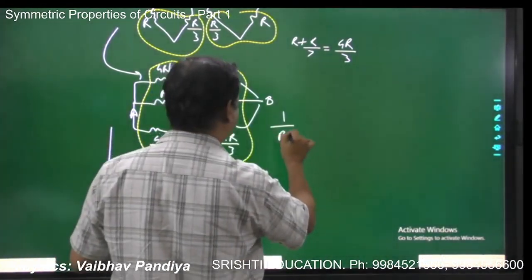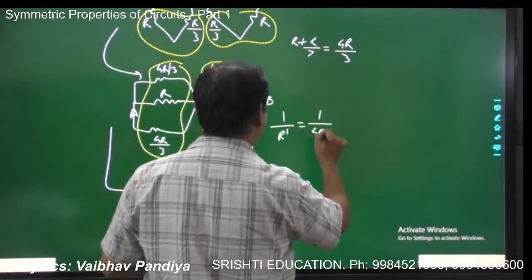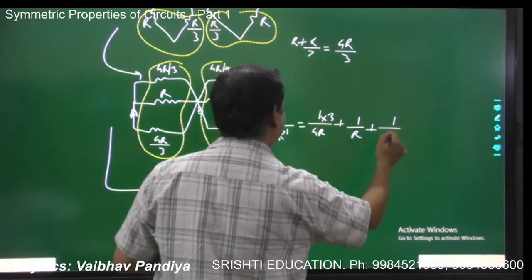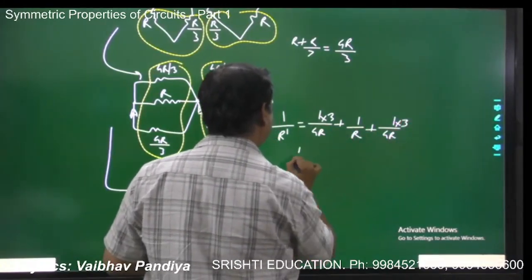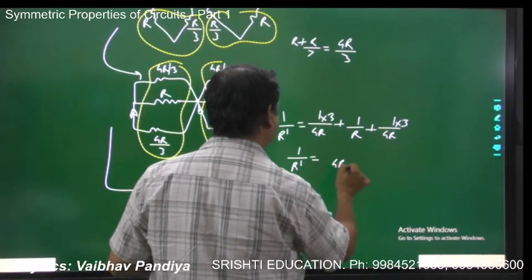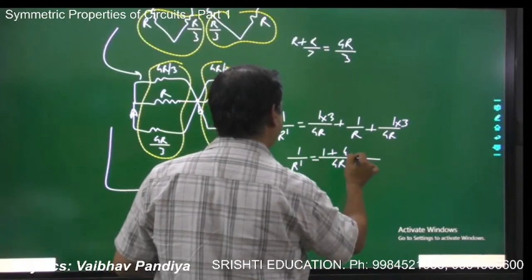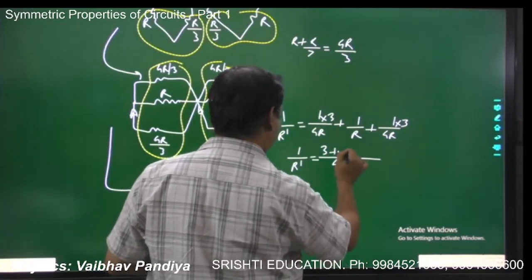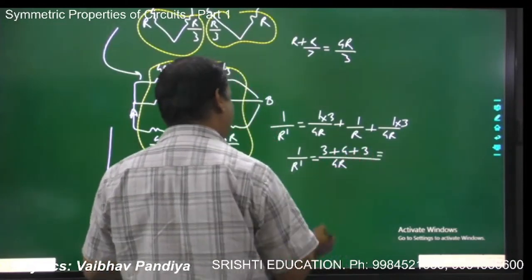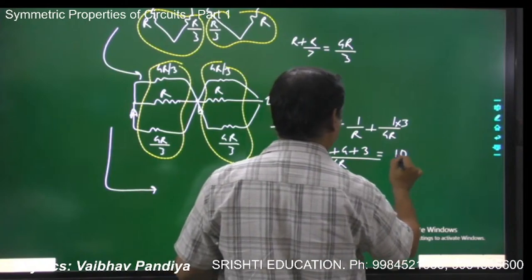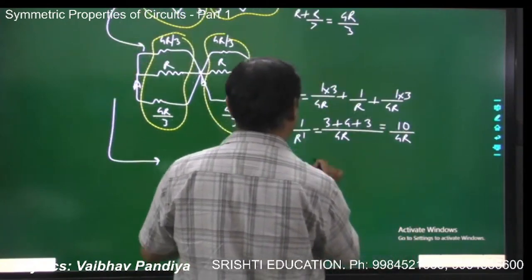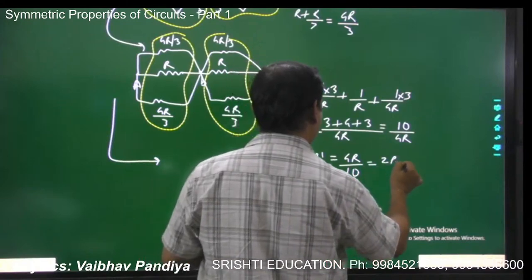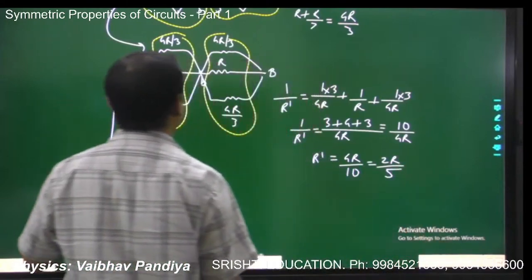So 1 by r dash will be 1 by 4r into 3 plus 1 by r plus 1 by 4r into 3. So 1 by r dash will come to be, 4r is the LCM, 3 plus 4 plus 3. So we'll get 10 by 4r. So r dash will come to be 4r by 10, that is 2r by 5, correct?